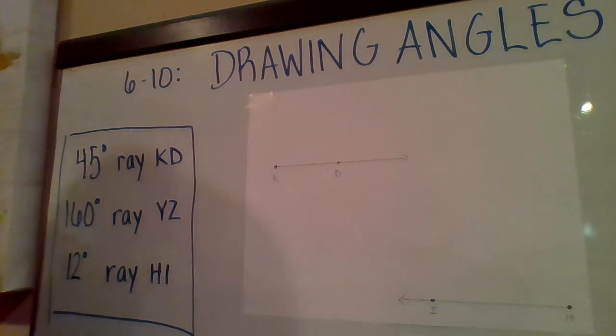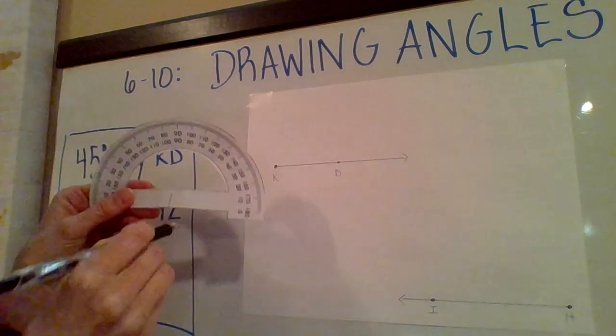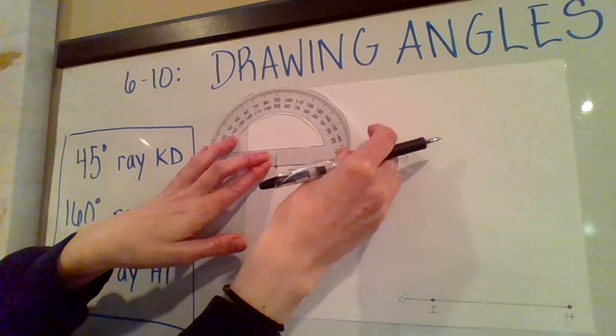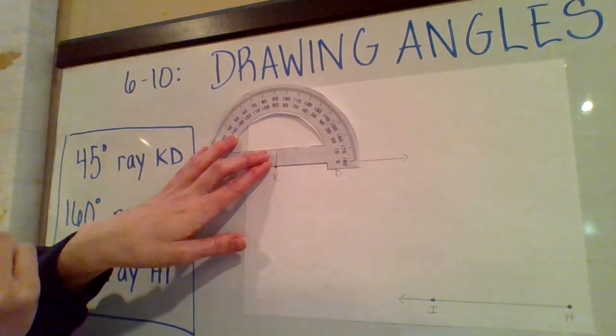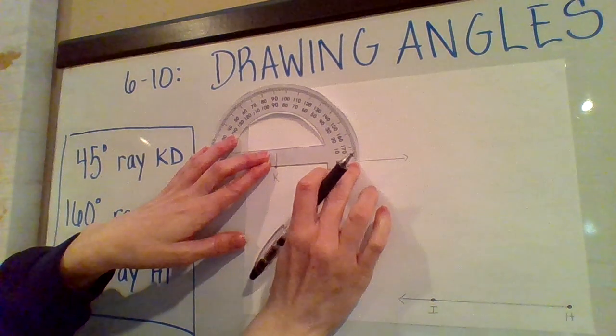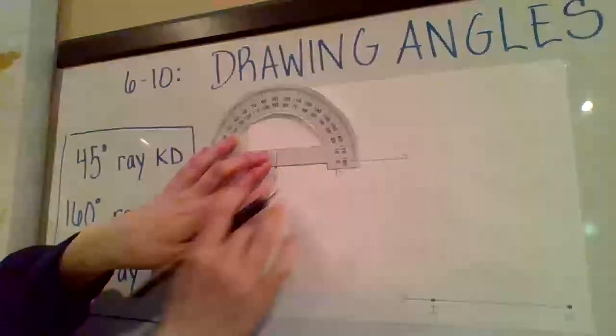So what you're going to do is line this protractor up just like you would if you were measuring an angle. So this line is going to go on my vertex, and this will lay on my baseline. So I'm going to put this on my vertex and lay this on my baseline. Does everyone see that? Okay, so my baseline is on here. It's exactly in line with 180. Now I have to draw 45 degrees.